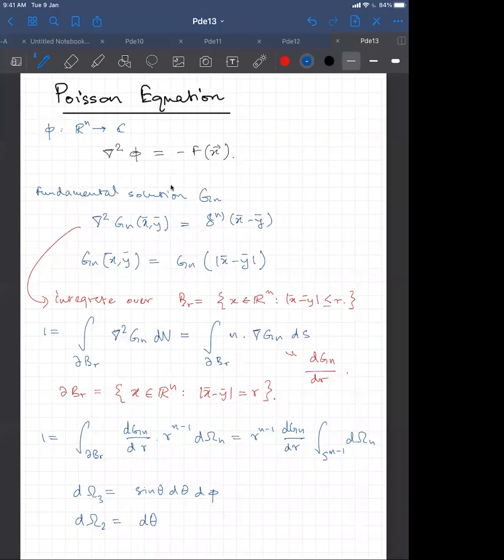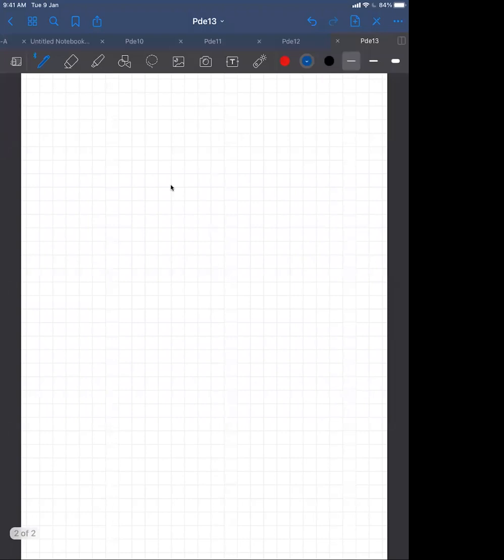So what you get is dGn dr is 1 over the area, times r to the n minus 1. Let's call this area An. So, for example, A3 is equal to 4 pi, A2 is equal to 2 pi, and so on. This is again everything that you guys know.